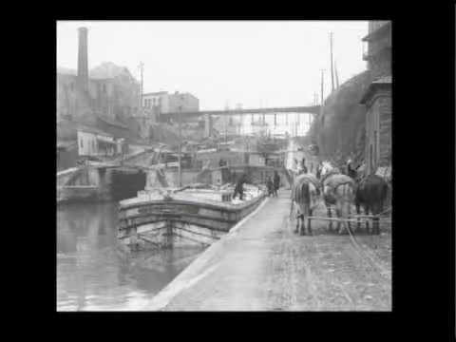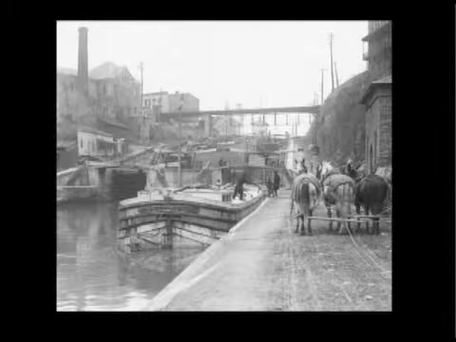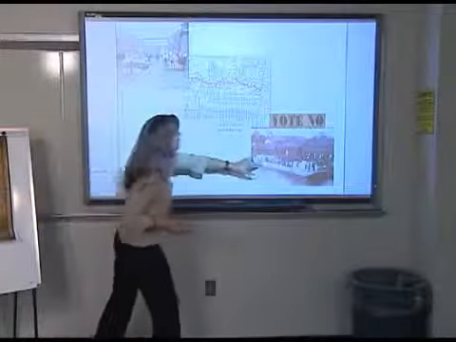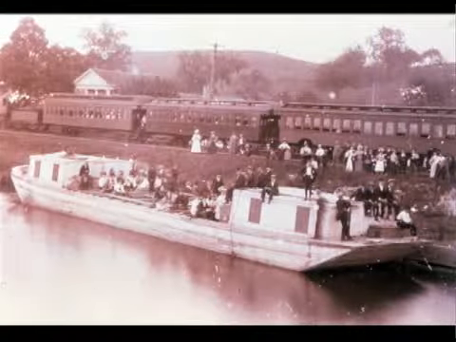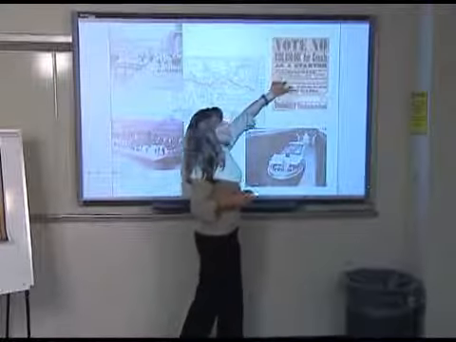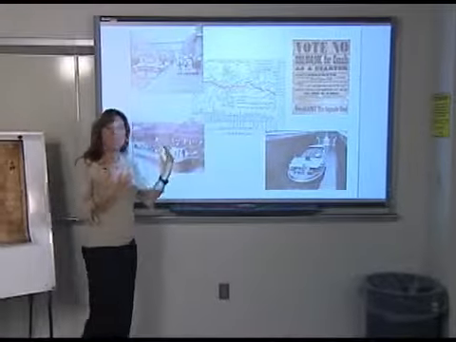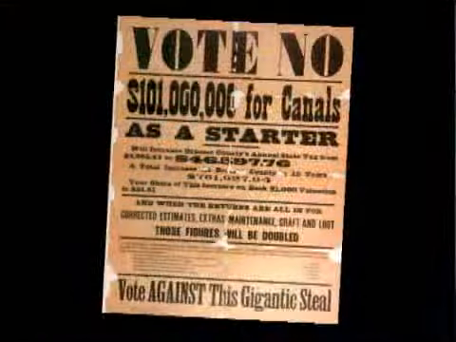This picture here shows the original Erie Canal. We have the towpath where the mules and horses actually work. We have one of the small original barge boats. Here we can actually see the canal being used for leisure activity, the train dropping off passengers all dressed in their best clothing. But we also need to know that this was not always viewed as a positive canal.